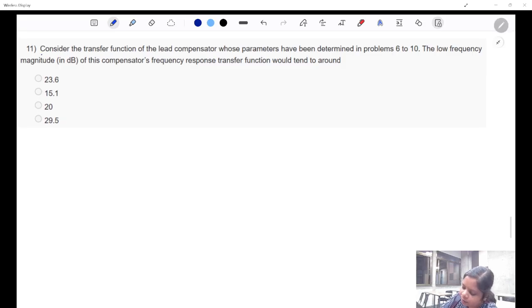Consider the transfer function of the lead compensator whose parameters have been determined in problems 6 to 10. The low frequency magnitude of this compensator's frequency response transfer function would tend to around what?